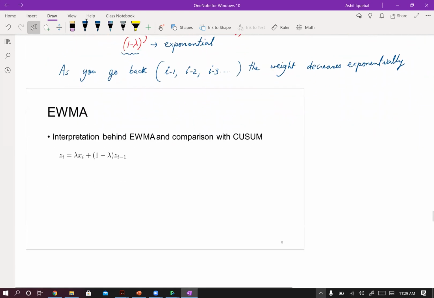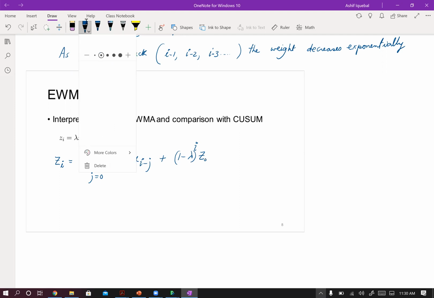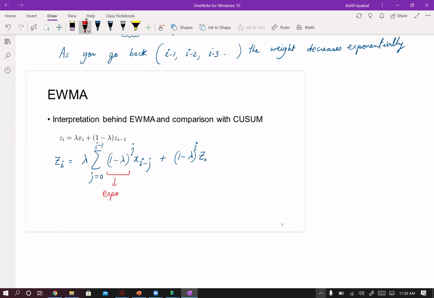Let's quickly compare EWMA and CUSUM. It's a quick comparison here. For EWMA, what we just saw is we can write down Zi as equal to lambda times the summation of 1 minus lambda to the power j times xi minus j, where you sum from j equals 0 to i minus 1, plus 1 minus lambda to the power i times Z0, right? This first term tells you that it's exponentially weighted.